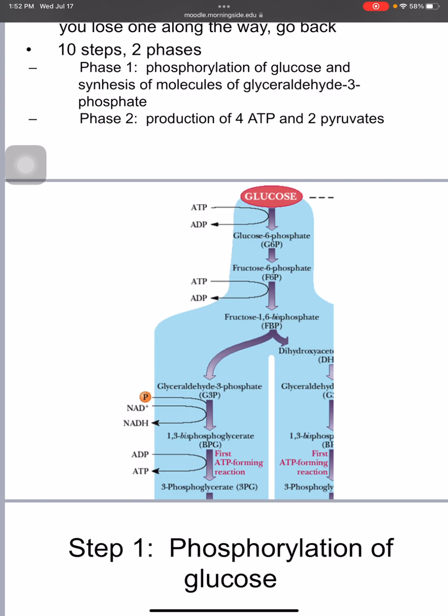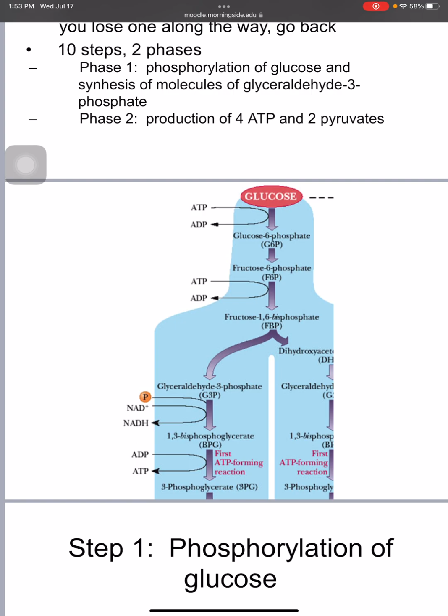So what we're going to do is walk through these and see what happens in each step, and I'll highlight certain tidbits that you need to be aware of. You can see it's got a weird structure here, this little flow chart. It's 10 reactions, 2 phases. The first phase is really defined as taking that initial glucose, phosphorylating it, and then converting it to something called glyceraldehyde 3-phosphate. Once you produce glyceraldehyde 3-phosphate, that's the end of phase 1. And phase 2 is all about converting that glyceraldehyde 3-phosphate into your ATP and pyruvates.